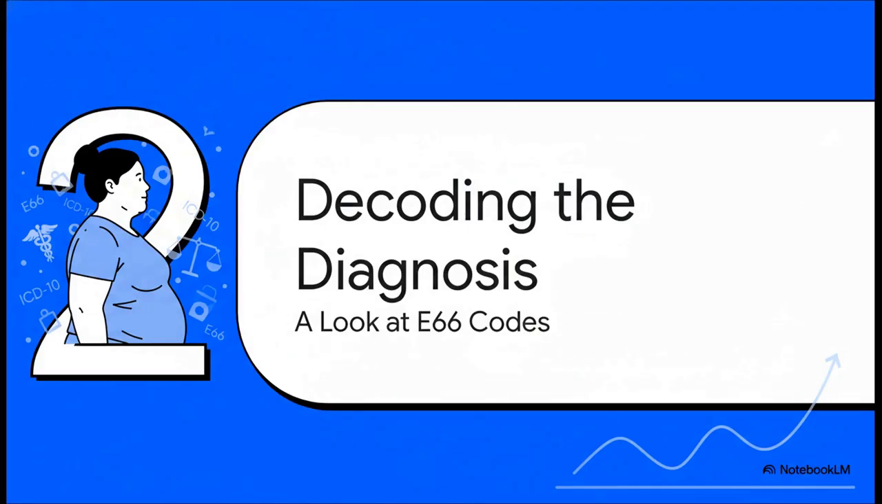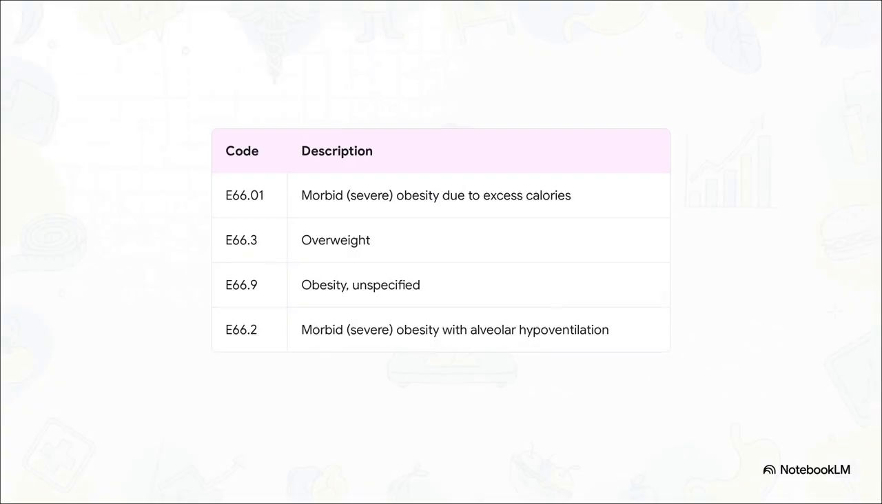Okay, let's focus on the diagnosis side of that equation for a minute and see how this all builds. We're going to start by taking a much closer look at those E66 codes and what they actually represent. Now, what's really interesting here is just how specific you can get. You've got your straightforward codes, right? Like E66.3 for overweight or E66.9 for just a general unspecified obesity diagnosis. But you can also get super specific, like E66.01 for morbid obesity that's from excess calories, or even E66.2 for when it's tied to alveolar hypoventilation, which you might know as Pickwickian syndrome.